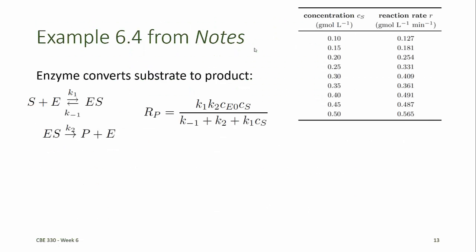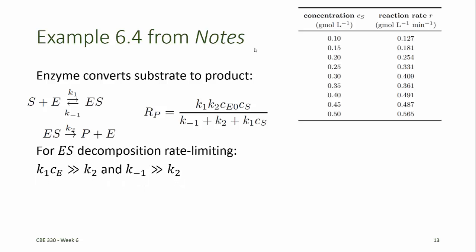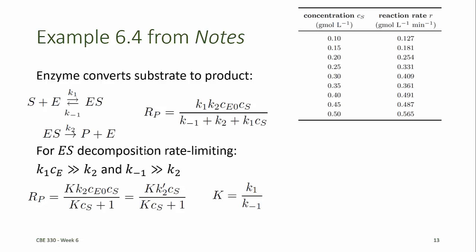Let's consider again the enzyme kinetics, and this time assume that the enzyme-substrate decomposition is rate limiting. That is, K1 times the concentration of enzyme is much greater than K2, and the reverse reaction rate coefficient is much greater than the decomposition to form the products. In this case, we can rewrite the rate law using an equilibrium constant capital K for the reversible formation of the enzyme-substrate complex.